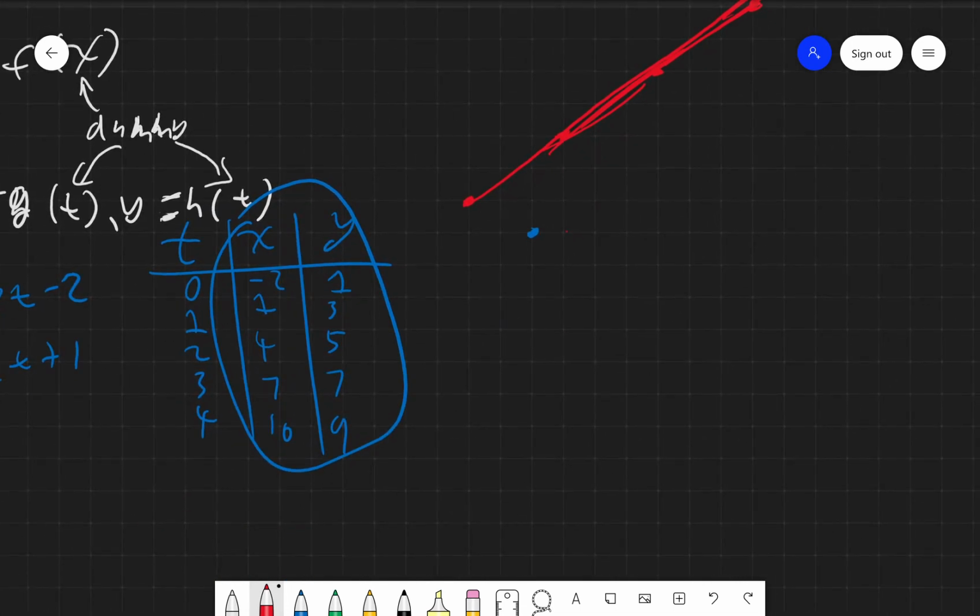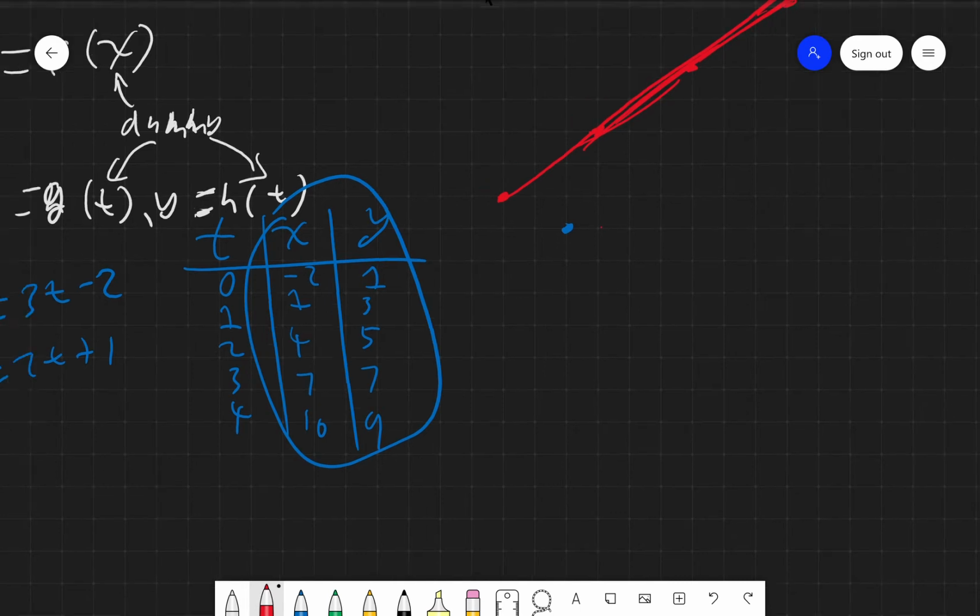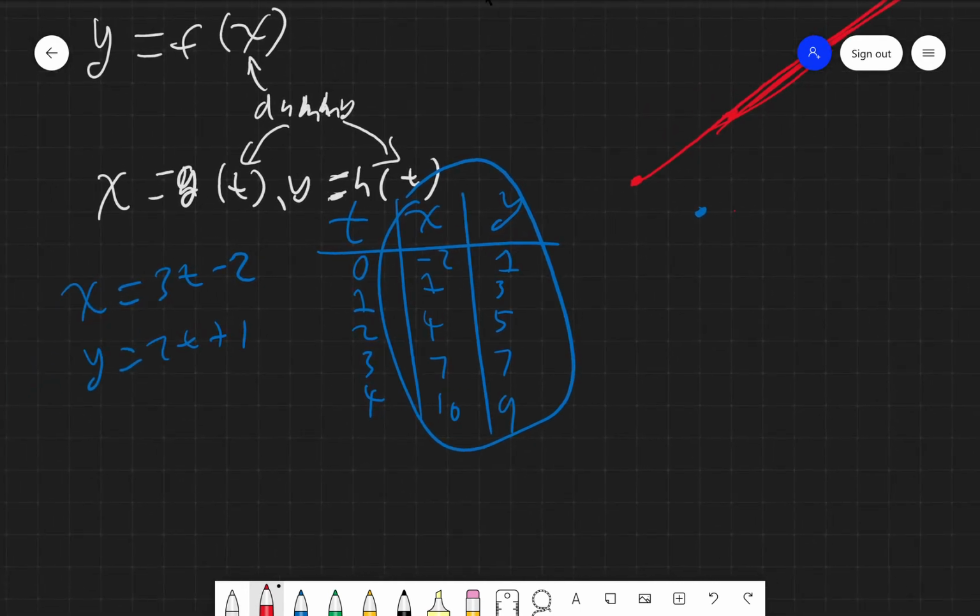And why is that? Well, we can look at this: as x goes up by 3, y goes up by 2. Why? Because of this, we see the 3 and the 2.